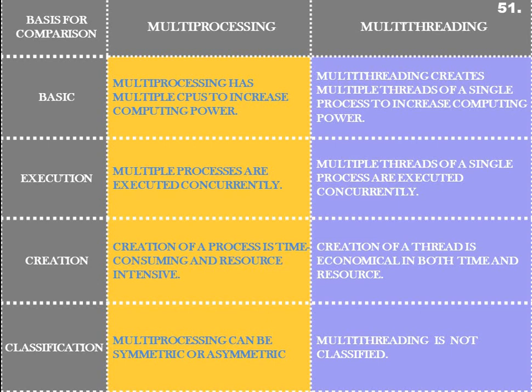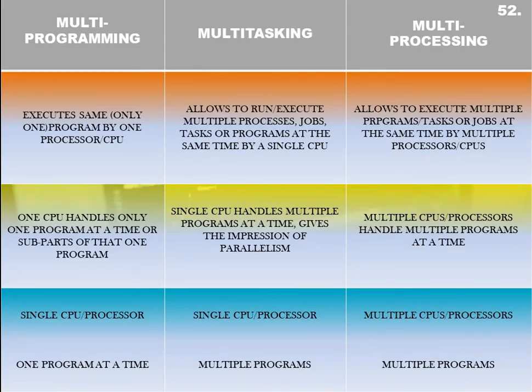So multiprocessing can be symmetric or asymmetric. Multithreading is not classified. Final points. These points would totally clear your concepts in terms of differences.